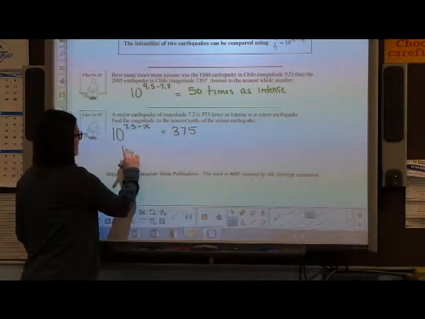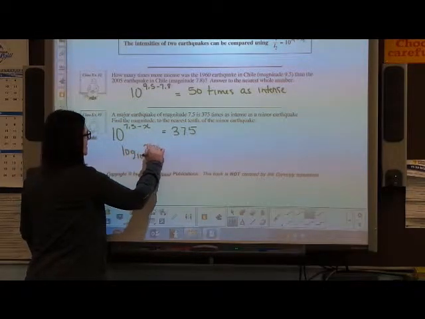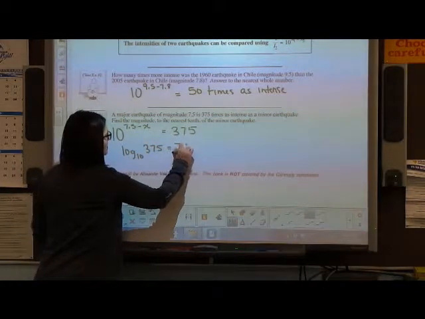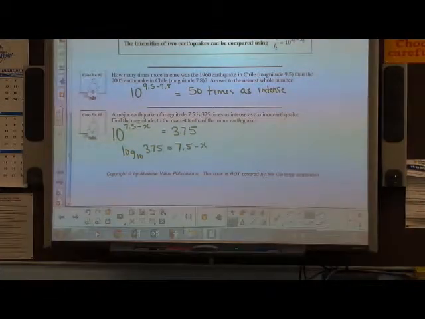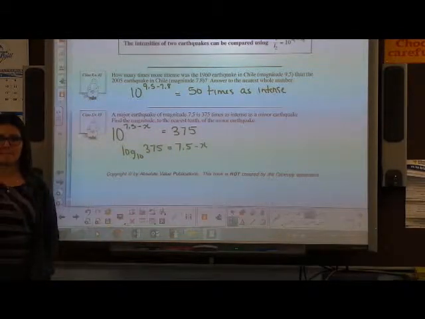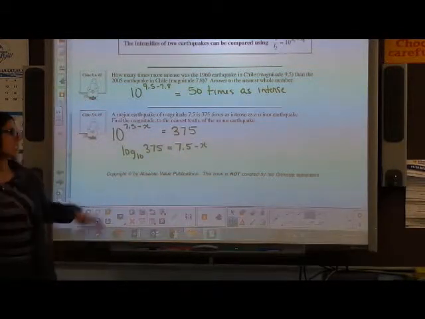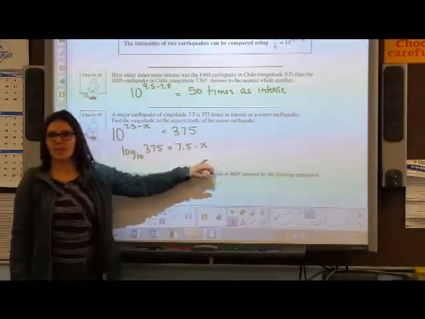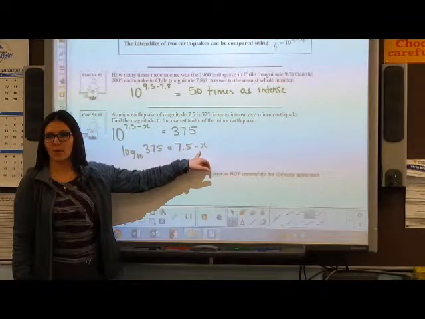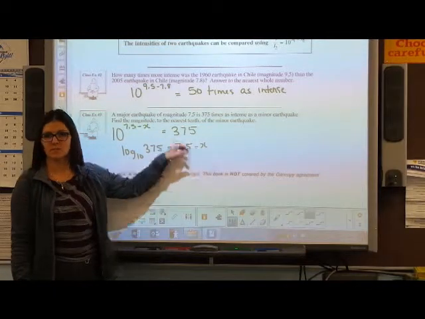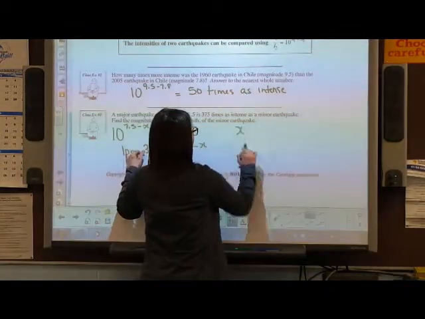So log base 10 of 375 would equal 7.5 minus x. So how would I get the x by itself? Actually, let's look at this for a moment. Is my x positive or negative? Negative. So how do I make it positive? Put it to the other side. Let's bring it to the other side.